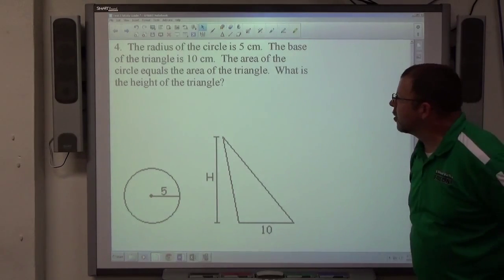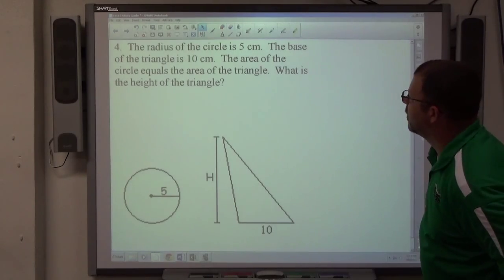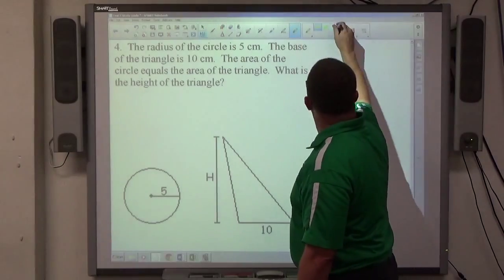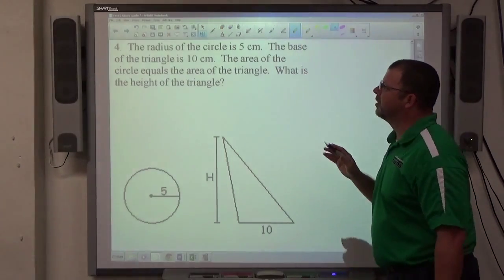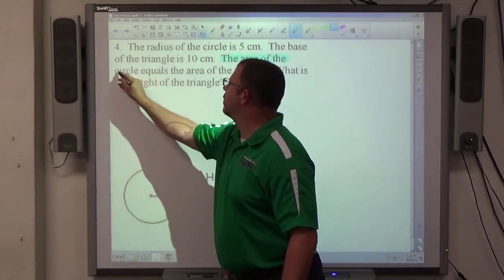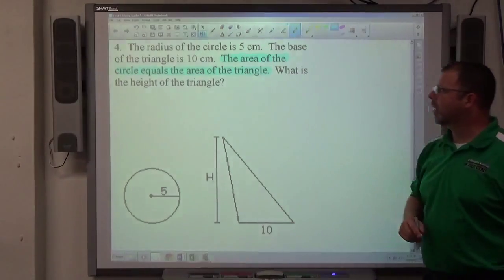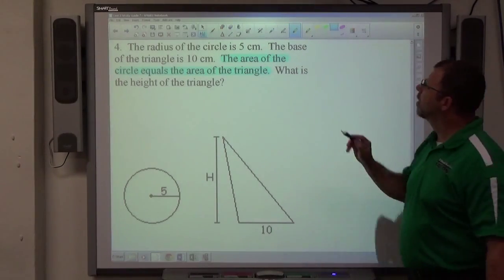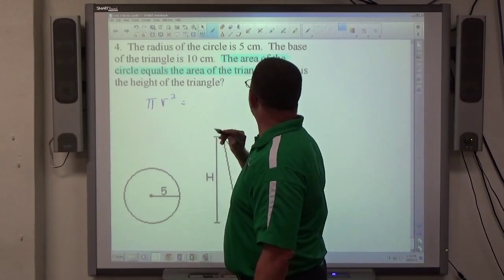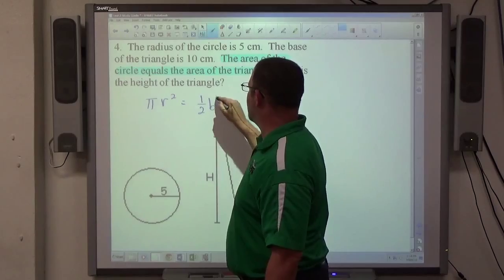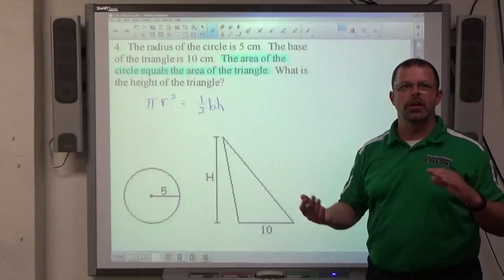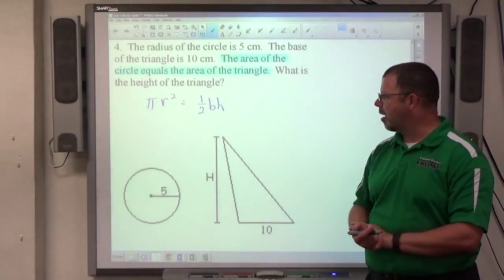Number 4, the radius of the circle is 5 centimeters. The base of the triangle is 10 centimeters. The area of the circle equals the area of the triangle. What is the height of the triangle? Now, the most important sentence in this entire paragraph is the area of the circle equals the area of the triangle. Okay? That's where we're going to get our equation from. So it says the area of the circle, that's pi r squared, equals the area of the triangle, that's 1/2 base times height. A circle area formula equals a triangle area formula. So you create an equation. That's always our first priority in solving a problem.